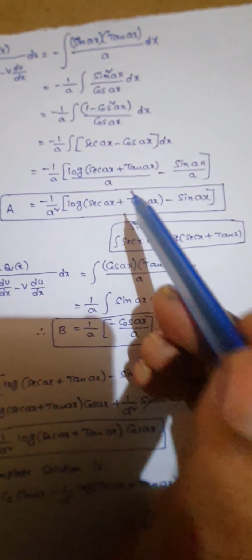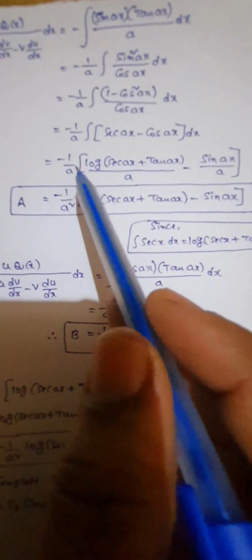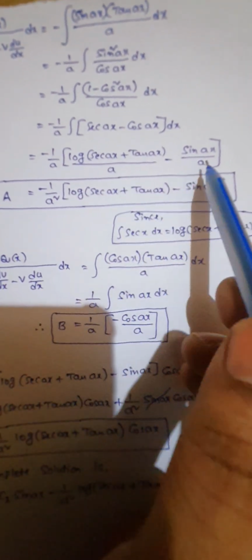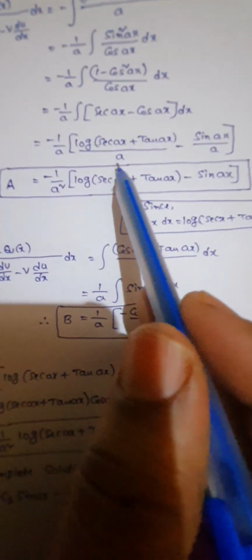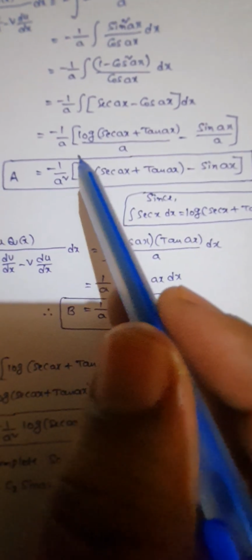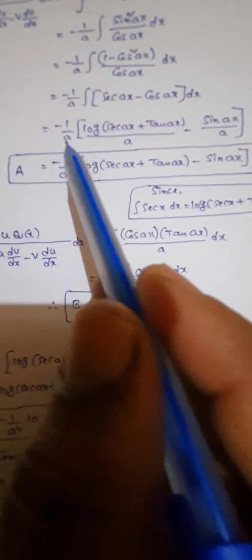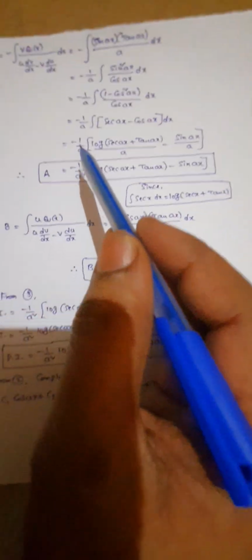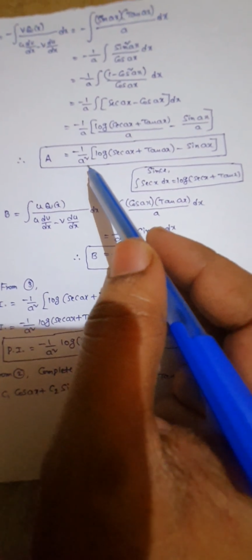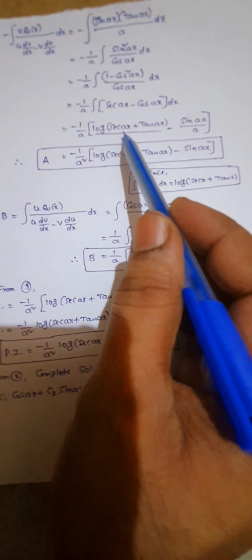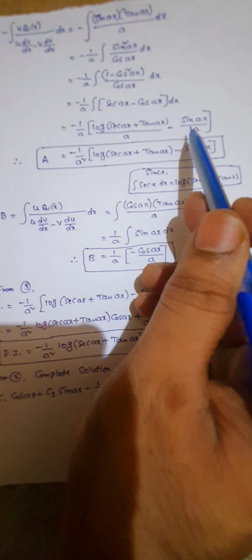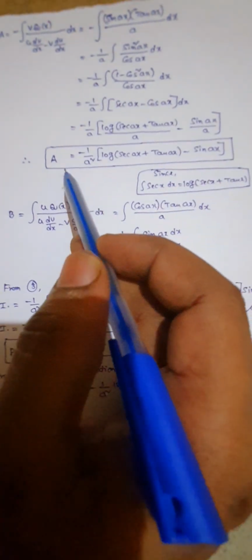How to find the integration formula. That means here minus 1 by a; the LCM for both of these parts will be a. If you take the LCM a out, you get minus 1 by a into 1 by a square log secant ax plus tan ax minus sin ax. This is capital A.